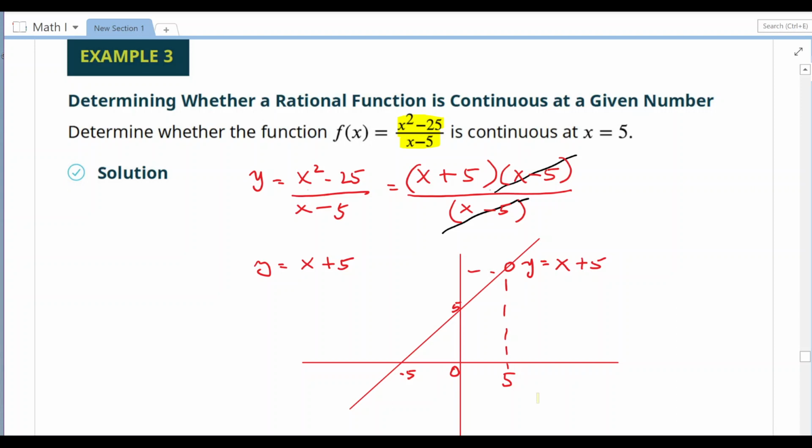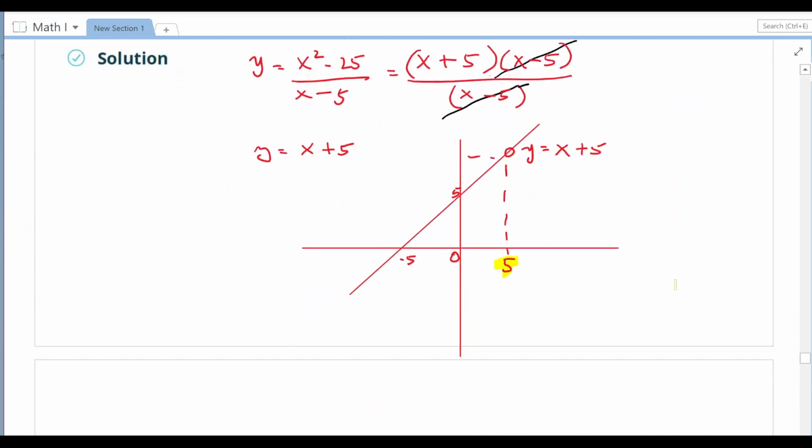Therefore there is a discontinuity, or removable discontinuity, at x equals 5, because x cannot be 5, otherwise the function becomes undefined. So the function is not continuous, or it has a removable discontinuity at x equals 5.